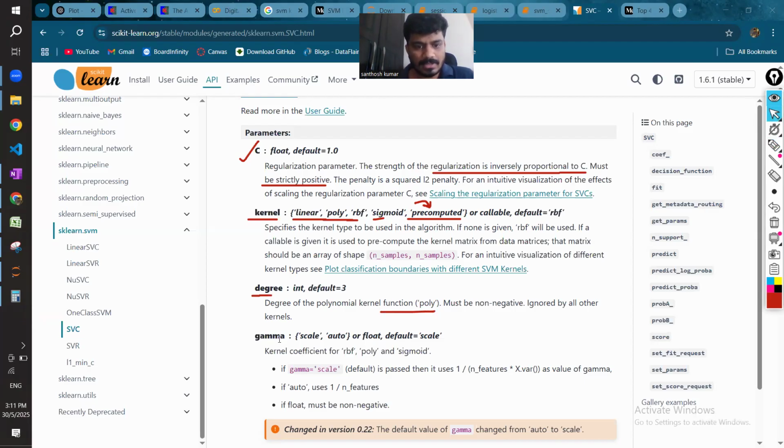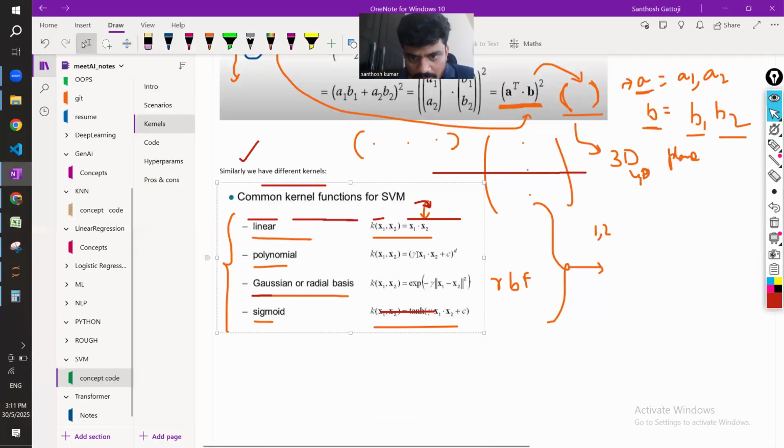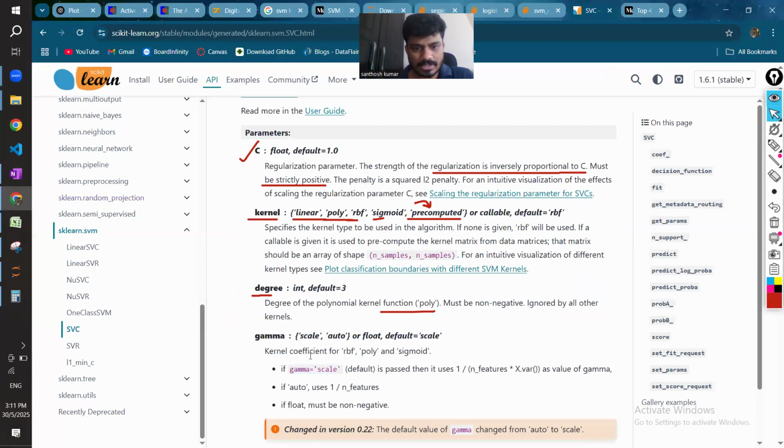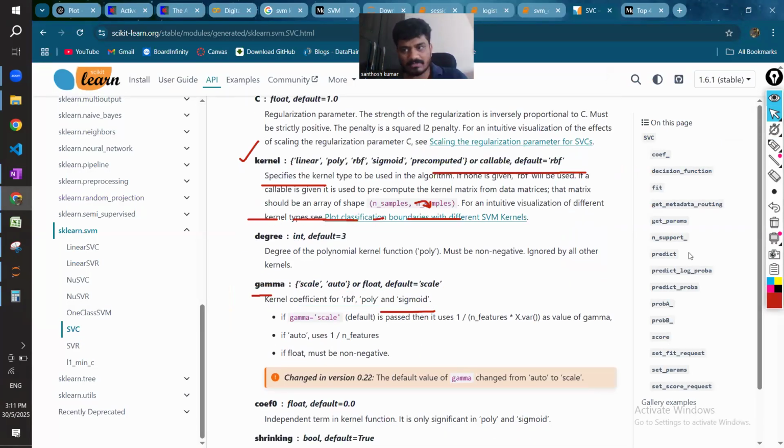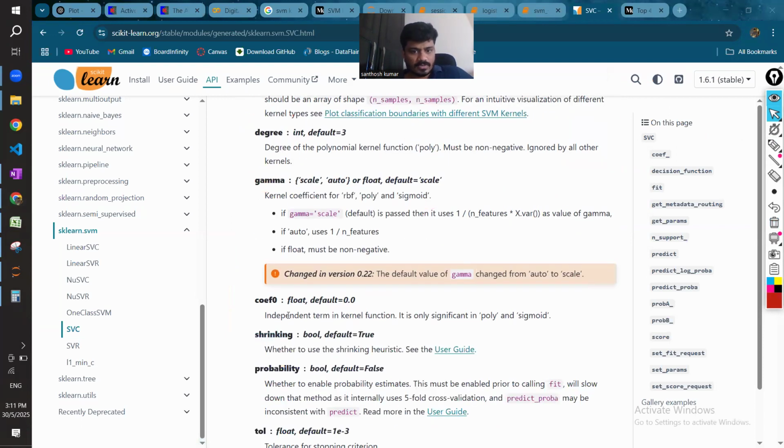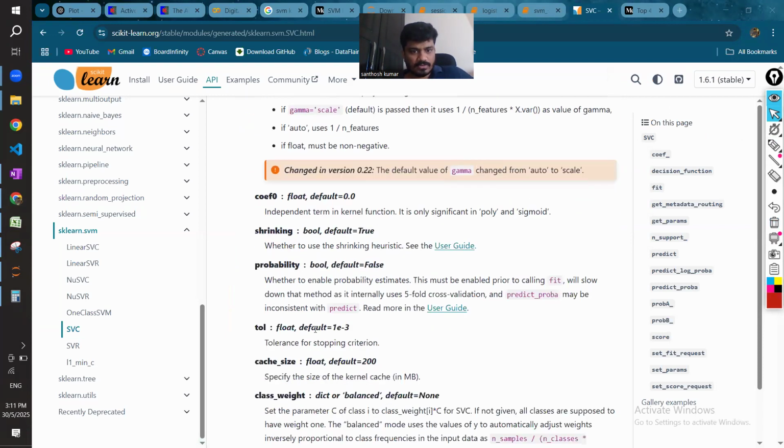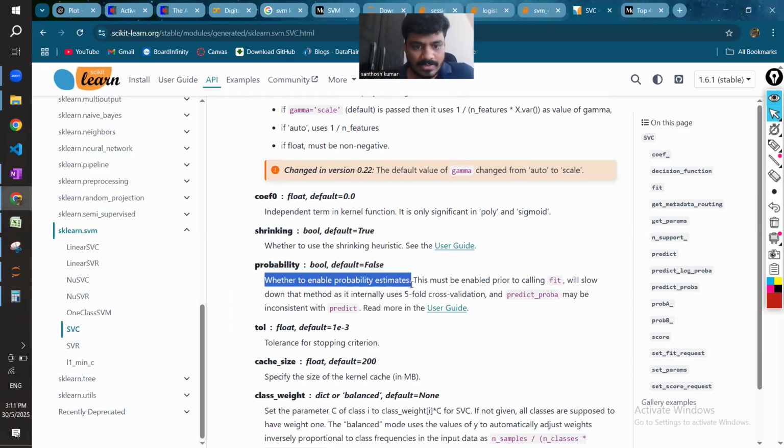And gamma is the value present in this one of the equations. You see this gamma? That is the gamma over here. It is the kernel coefficient. By default, there are some values. Then there is the coefficient and shrinking, which we don't touch. And probability is whether to enable probability estimates or not.